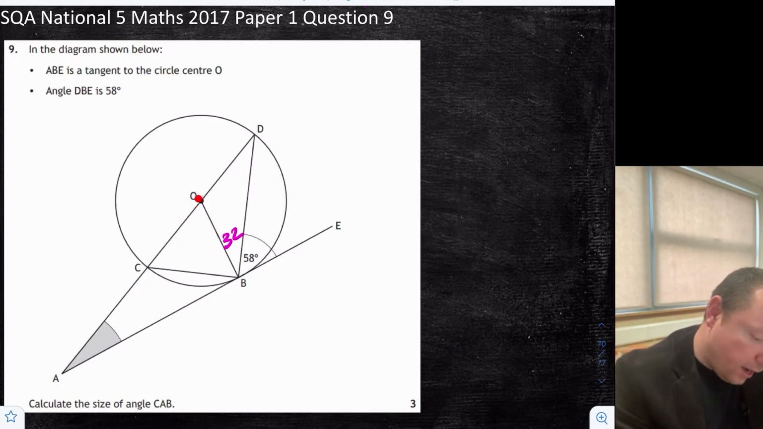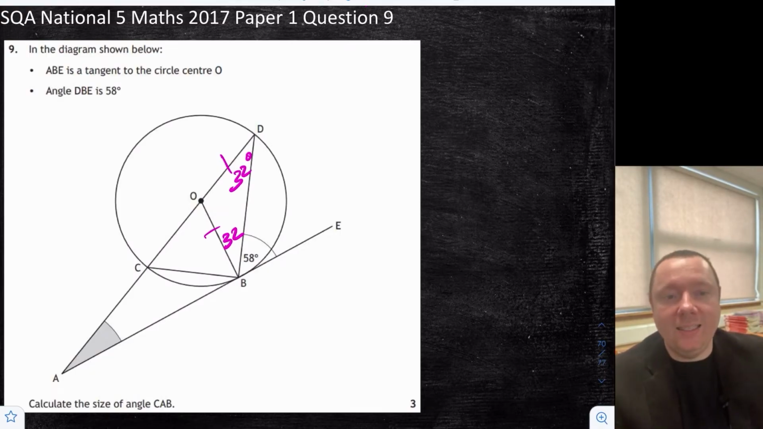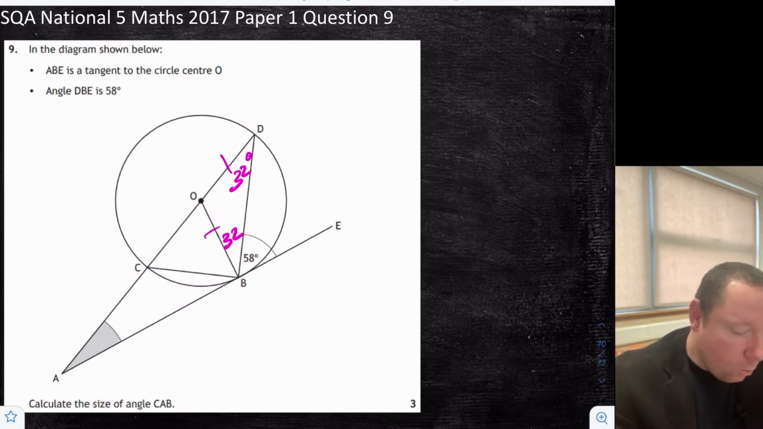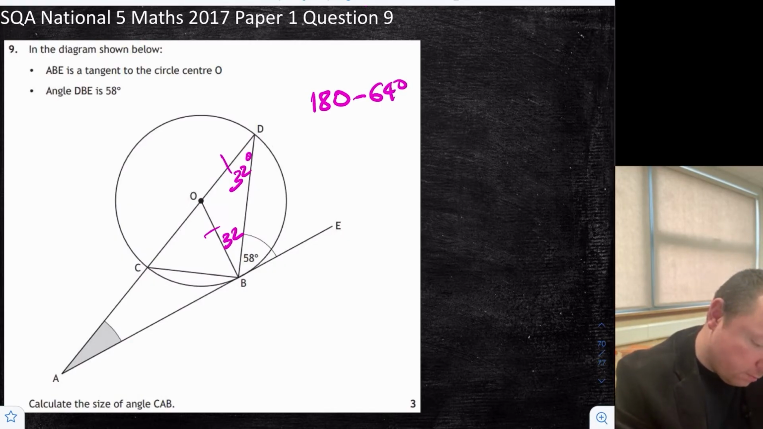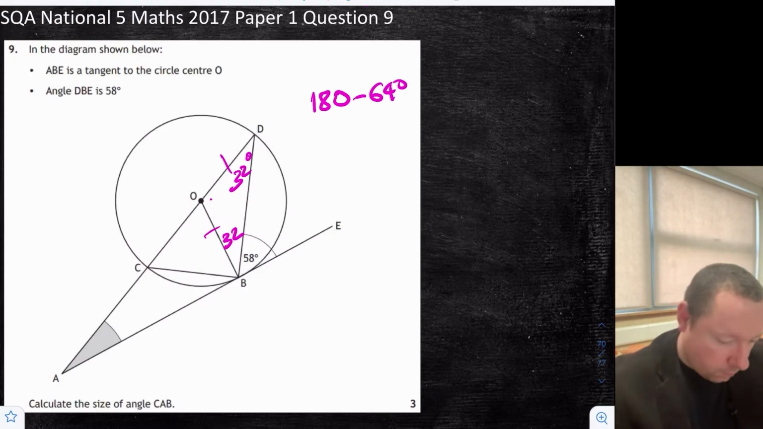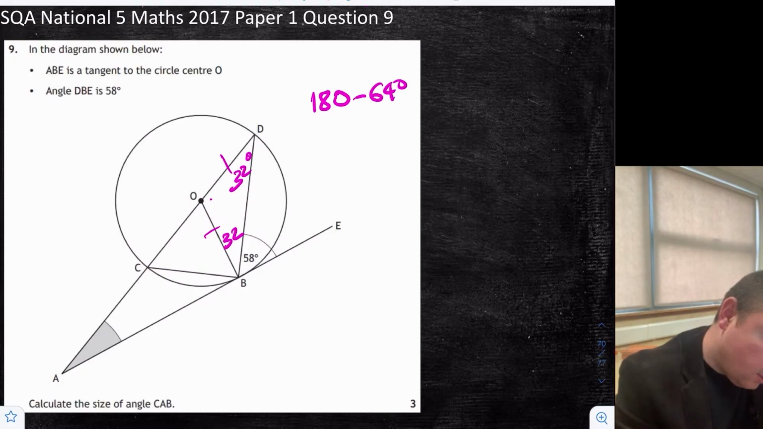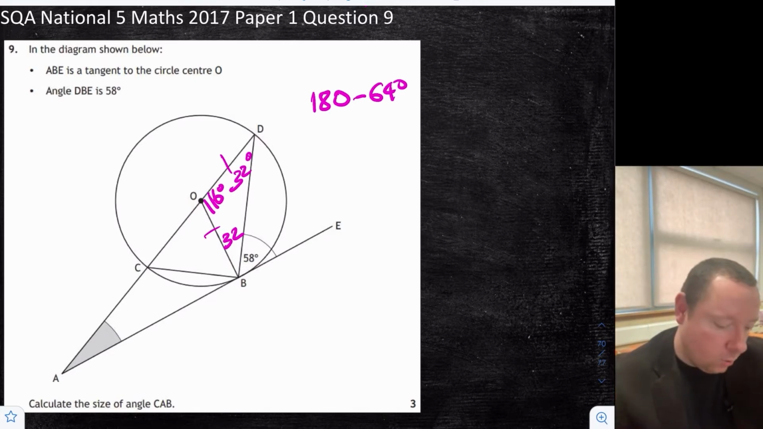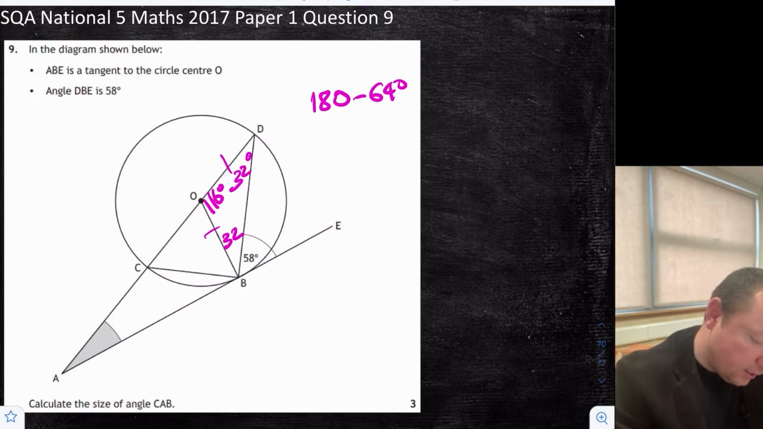And now that's an isosceles triangle here. So that is also 32 degrees. And now we can add up the two 32s to make 64. 180 minus 64 to get this one here is 116. So now angles on a straight line add up to 180. So 180 minus 116 gives me 64.